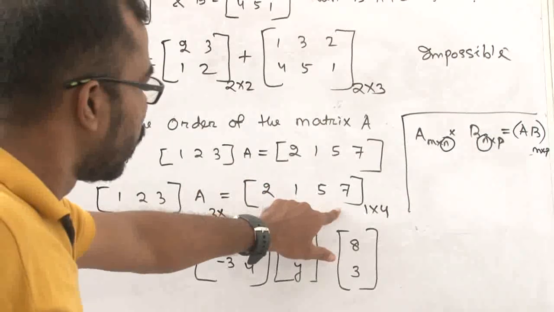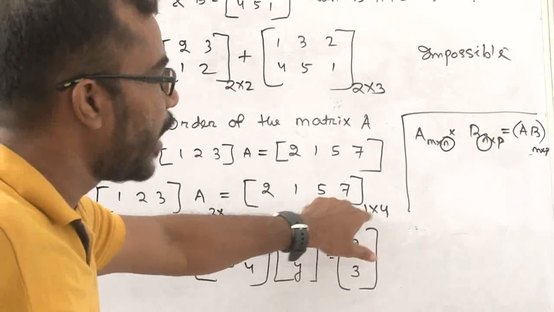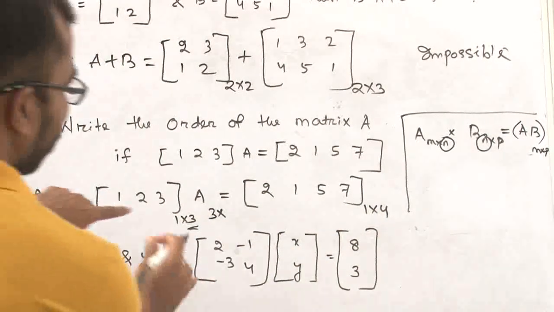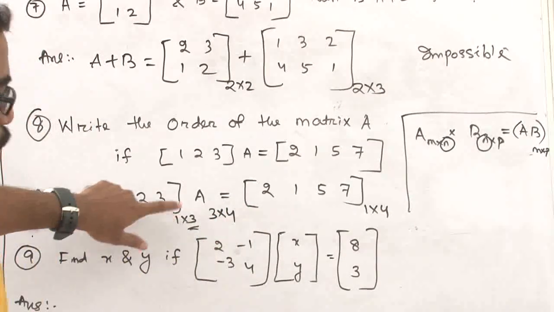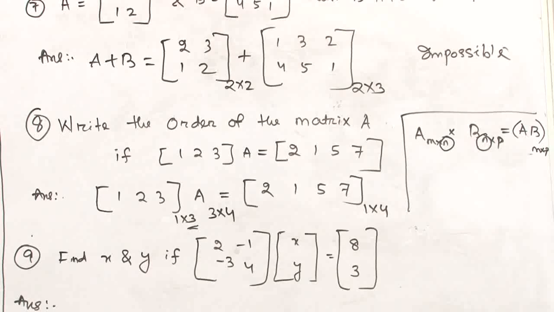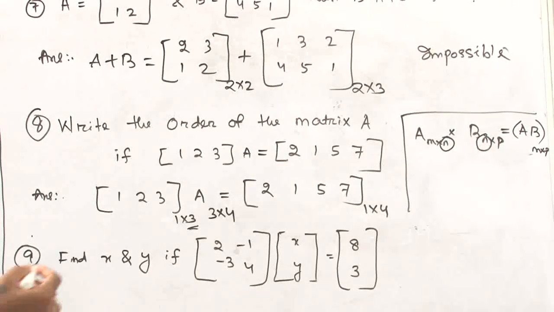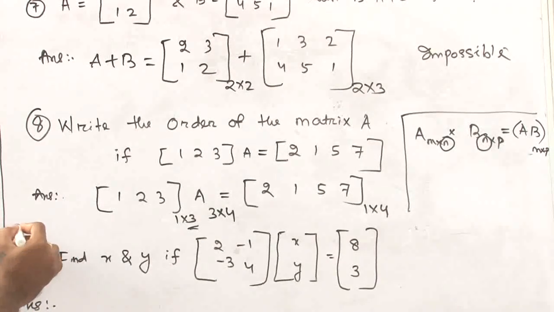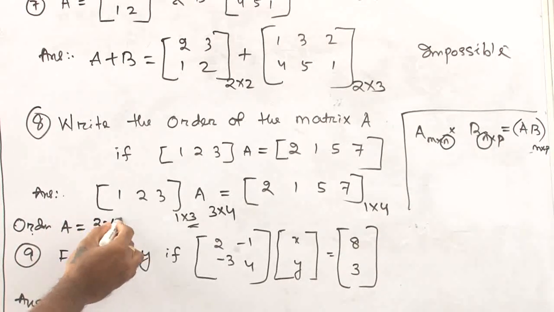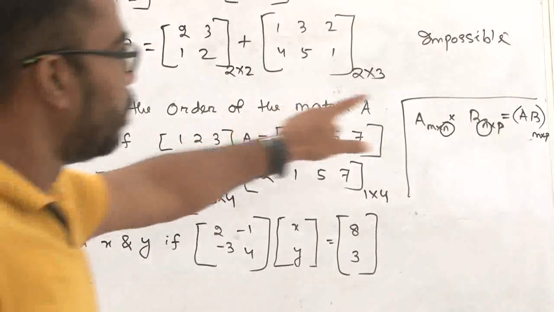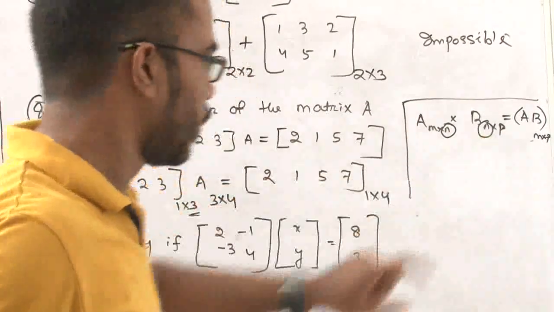As given, the result is 1 into 4. 1 into 4 means here the first value is 1 and the last value is 4. So the order of A is 3 into 4. So here is the solution. Order of A is equal to 3 into 4 according to the multiplication rule.